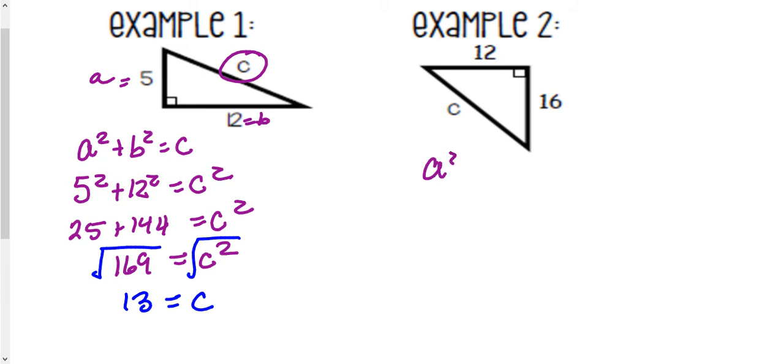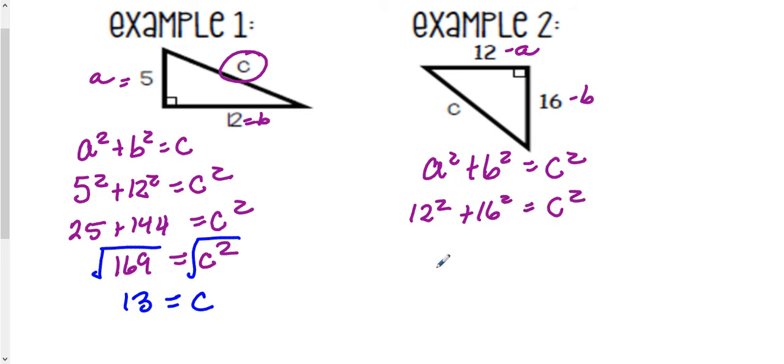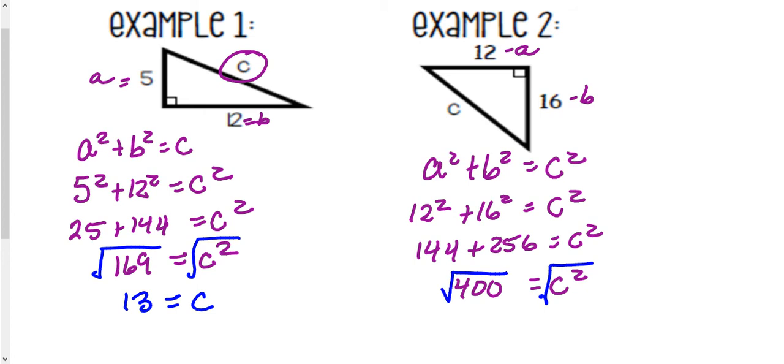So remember, A squared plus B squared equals C squared. And again, it doesn't matter which one's A and which one's B. 12 squared plus 16 squared equals C squared. 144 plus 256 equals C squared. 144 plus 256 is 400. And again, that's C squared, but we just want to know what C is, so we need to take the square root of both sides, so 20 is equal to C.